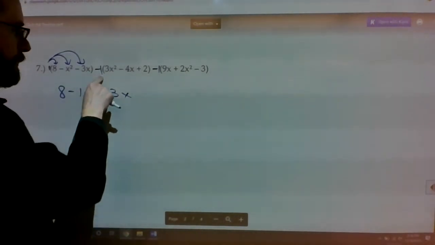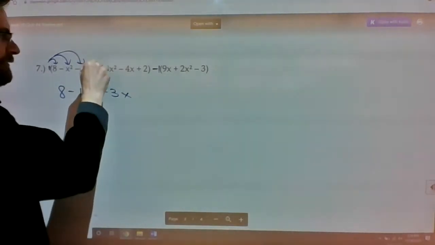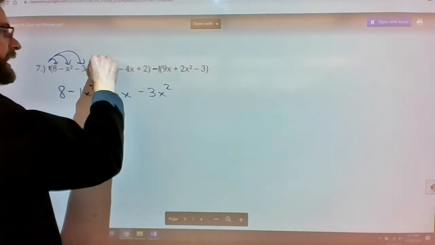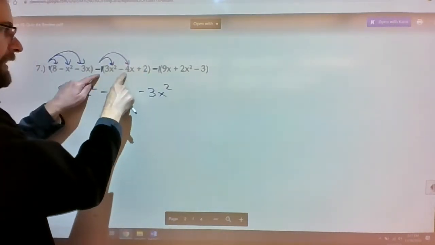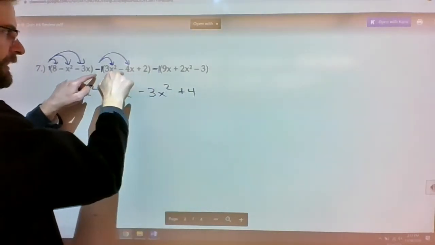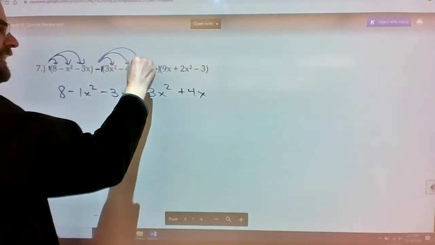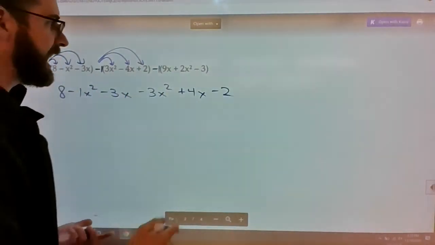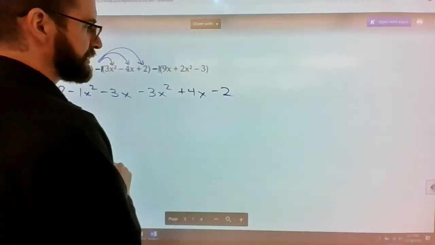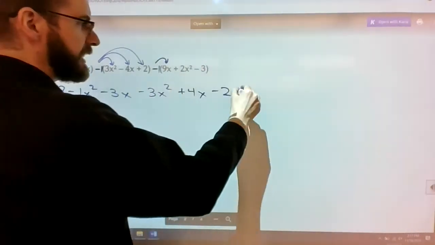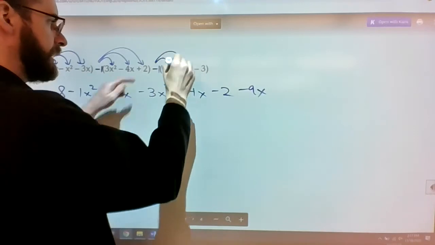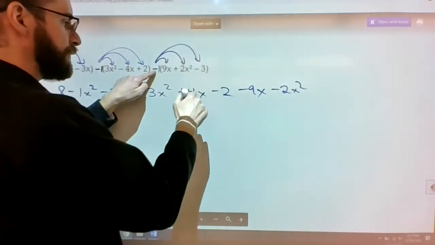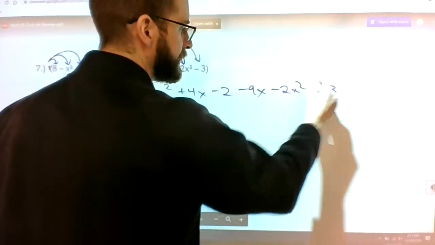For the second part, you're multiplying by a -1. -1 times 3x squared is -3x squared. -1 times -4x now becomes positive 4x. -1 times 2 is going to be -2. And then last one, again, you're taking everything inside here times a -1. You get -9x, -2x squared. -1 times -3 is positive 3.